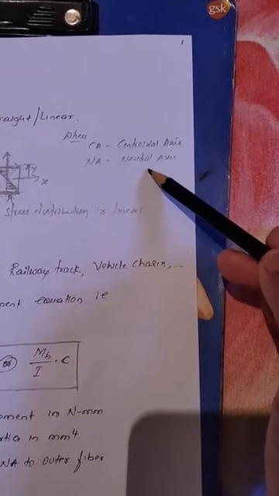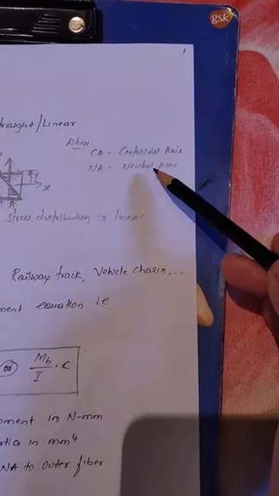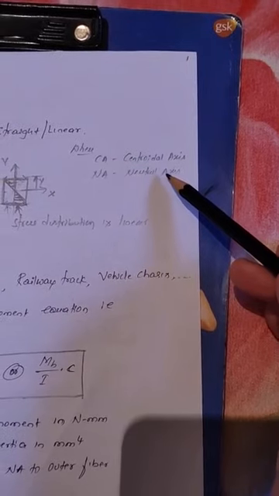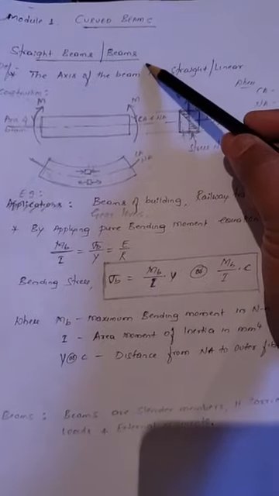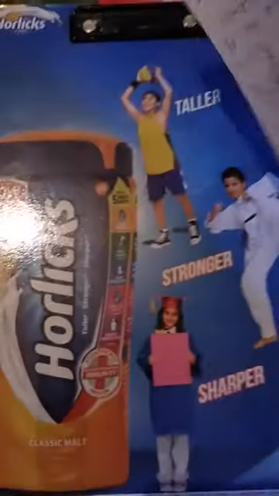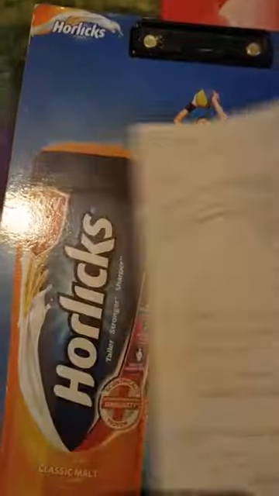The second one is the neutral axis. Neutral axis means the axis in the beam on which the stresses are zero. That's called the neutral axis. Now based on the axis of the beam, the beams are classified into one is the straight beam, another one is the curved beam, right?